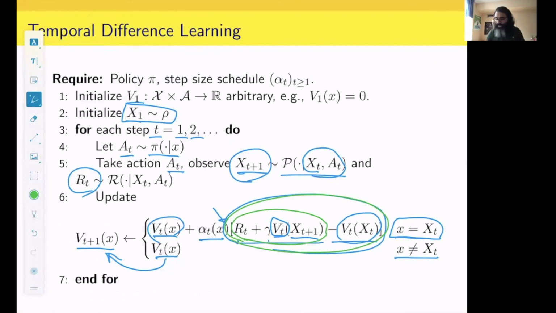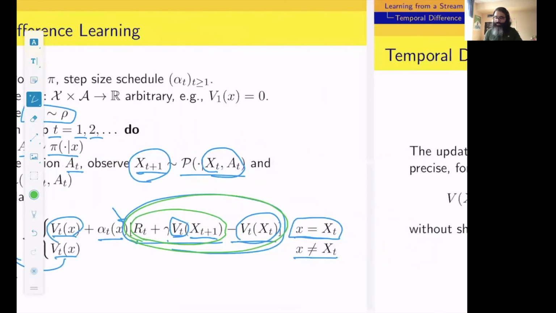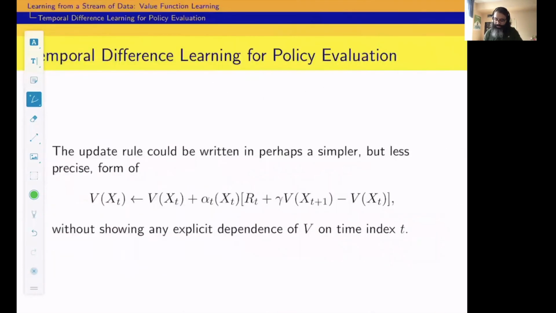I think in a few slides I have a better description of it. The comment here is that this update can be written in a simpler form, which is just V(x_t) equals V(x_t) plus alpha times whatever we had before. Here I don't use the subscript t, and I don't distinguish between those values that are updated or not updated. It just doesn't show the explicit dependence of the value function on time index t. So that's the same formula.